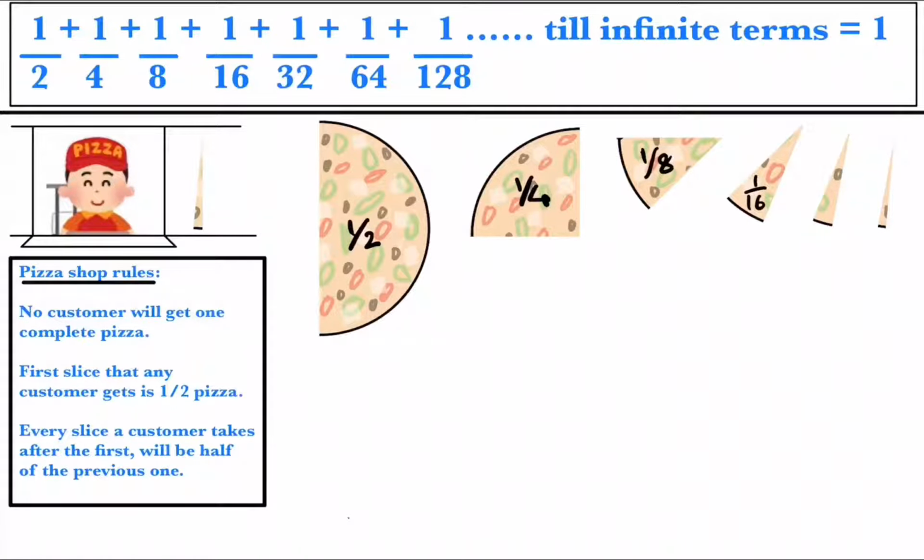In this video, I'll give you a visual proof of the equation that you can see on your screen. The equation is 1/2 + 1/4 + 1/8 + 1/16 + 1/32 + 1/64 and so on, till infinite terms, is equal to 1. Now that sounds quite weird: how can the sum of infinite terms be 1?